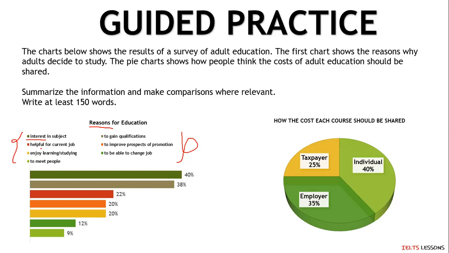So you can change the words. You can change this word fun to enjoyable, or change the word to enjoyment. Have the enjoyment of studying, for example. Meet people, so you can change that to socialize, expand social network, and some other words. To gain qualifications, to gain meaning to get, to obtain. I hope you know this word, right? So to get, to obtain qualification, to receive a degree, to get qualified.